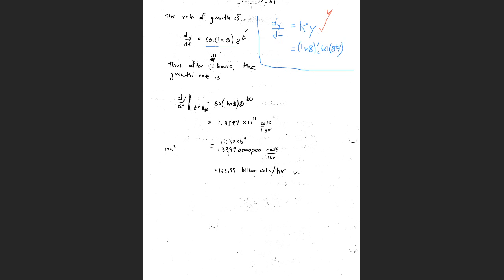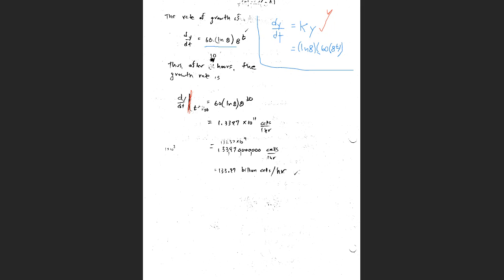So after 10 hours, dy dt evaluated at t equals 10, we just plug in the 10 for t. So we're going to get 60 times the log of 8 times 8 to the 10th power.